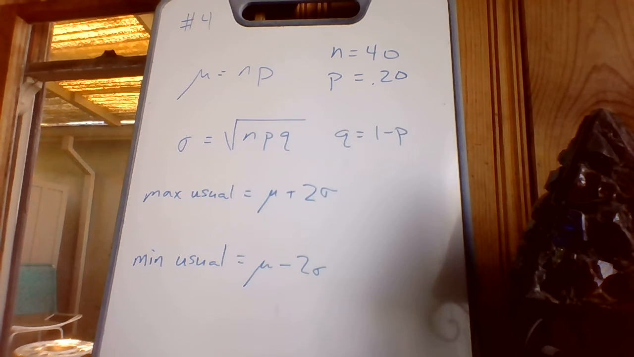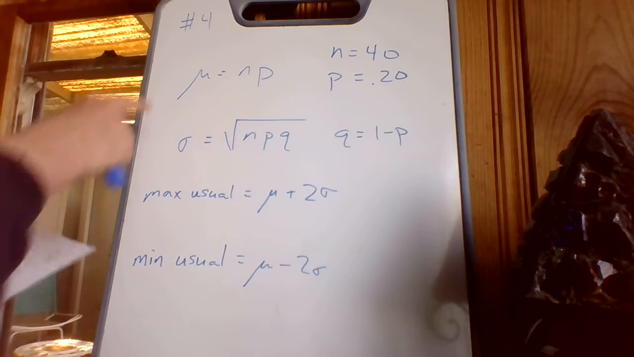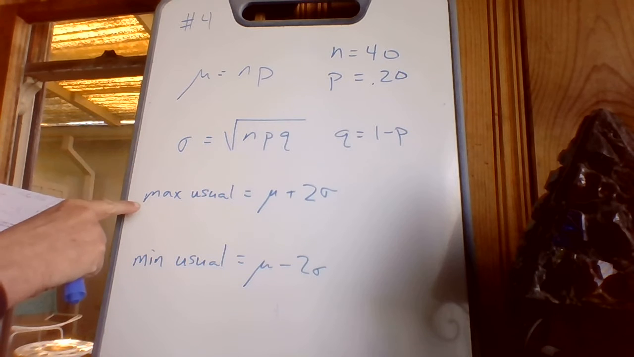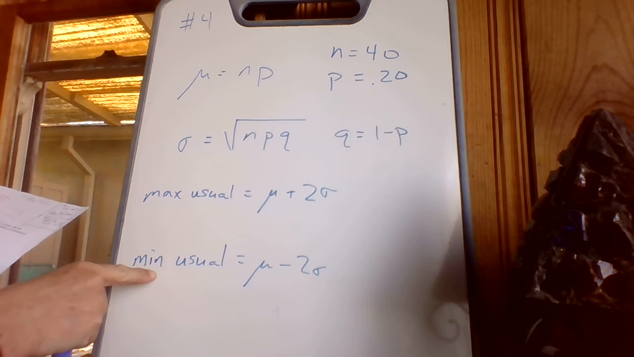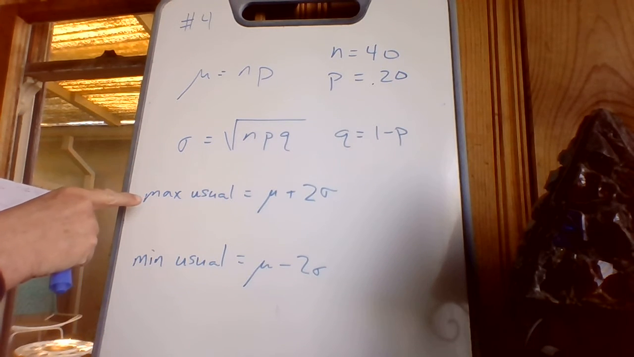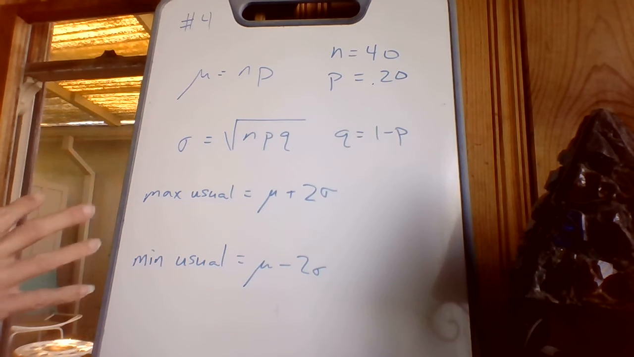Okay, question 4. This comes from that very last question on the chapter 4 homework. It really involves just this handful of formulas. It asks you for 4 things. It asks, find the mean, the standard deviation, the minimum usual, and the maximum usual. Okay, so you've got to have 4 answers.